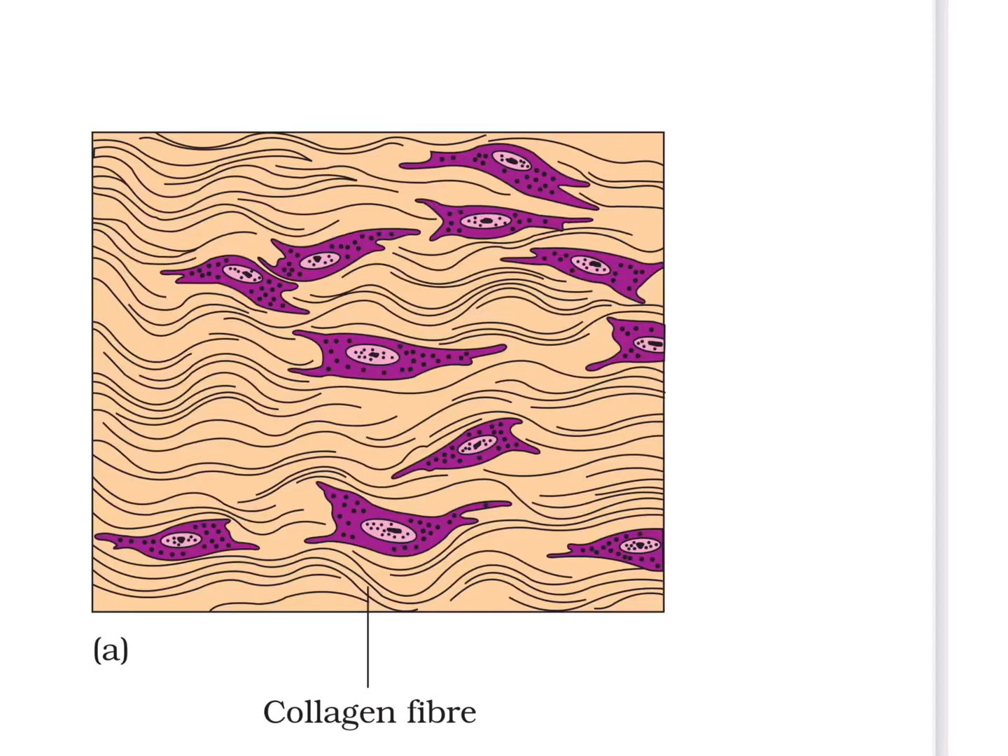This diagram is concerned with dense regular connective tissue. Here you can see that the collagen fibers are present in rows between many parallel bundles of fibers. So these are parallel bundles of fibers. An example we have discussed is tendons and ligaments. They show this type of dense regular pattern of arrangement.